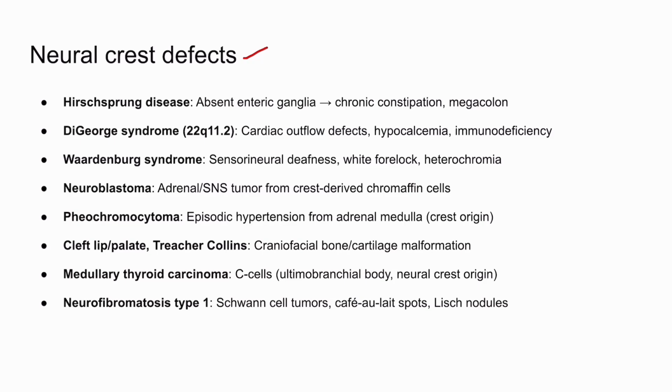the distal colon due to absent vagal neural crest migration. Second is DiGeorge syndrome, that is 22q11.2 deletion affecting the third and fourth pharyngeal pouches due to disrupted neural crest migration, causing thymic hypoplasia, hypocalcemia, and conotruncal heart defects. Third is Waardenburg syndrome, that is defective melanocyte development leading to deafness and pigmentary anomalies. And others are neuroblastoma, pheochromocytoma, cleft lip or cleft palate, Treacher Collins, medullary thyroid carcinoma, neurofibromatosis type 1.